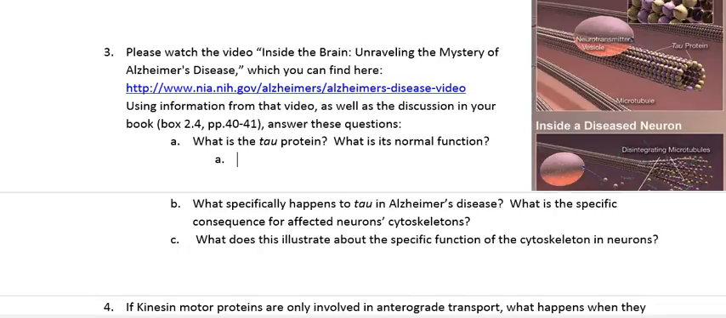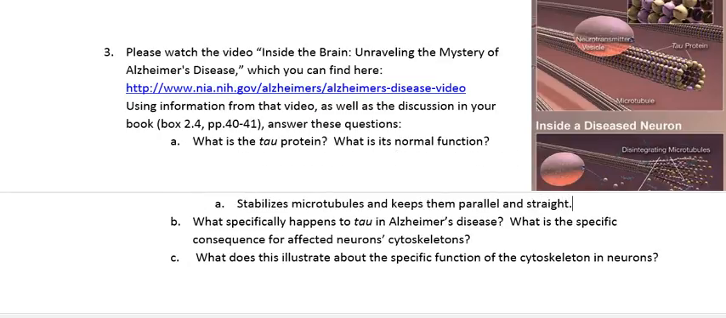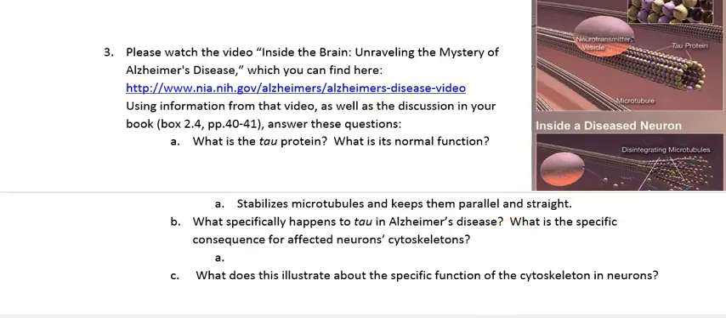So let's start with tau protein. What's the normal function of tau protein? It stabilizes the microtubules and makes sure that they stay parallel and straight. Okay. And what happens during Alzheimer's disease? The tau separates from the microtubules, causing them to fall apart, and then the strands that fall apart combine and form tangles that destroy the cell.